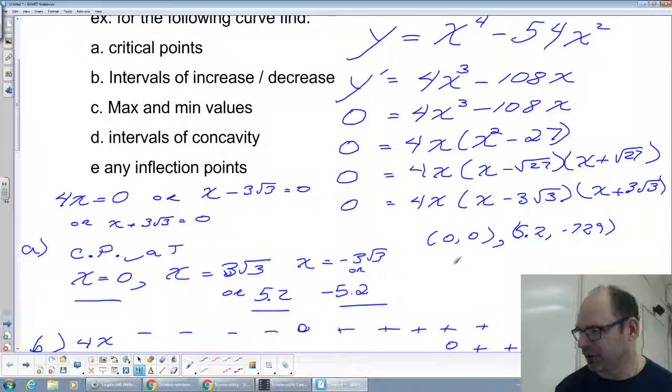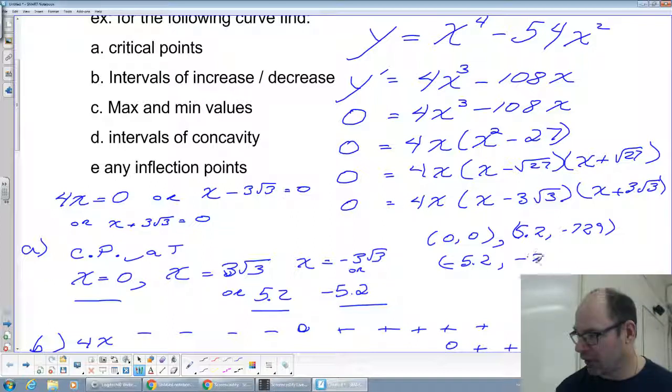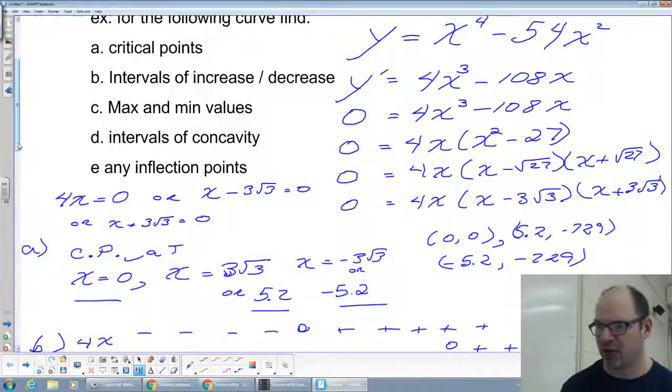And then the last one would be negative 5.2. And what would we get here? It's probably the same thing, actually. Yes, it is. This one is also the same thing, approximately negative 729. Okay, so there's our 3 critical points with the y values in them.